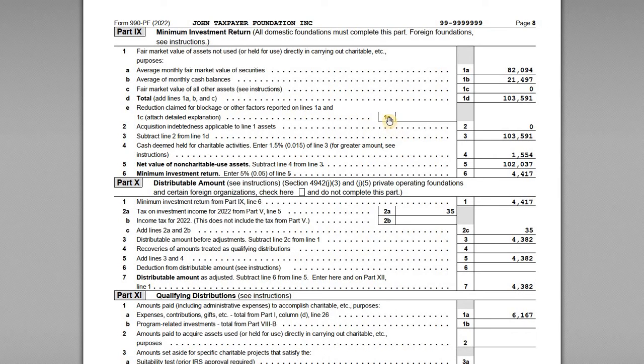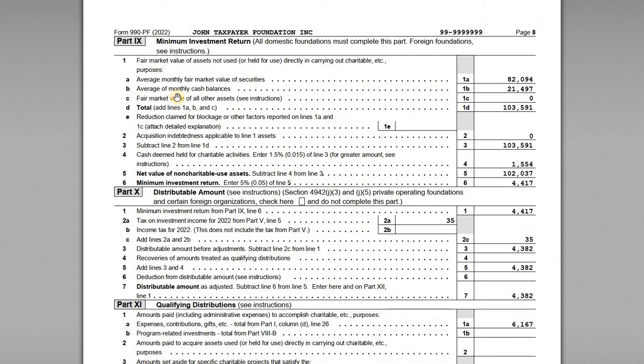So the minimum investment return, this is where we are calculating, right, the amount, the starting point as far as what has to actually be distributed out to the charities, right? So again, that's the grants plus the allocation of the expenses. So we calculate this based on the asset values on an average basis within the foundation, and then we have a carve out for a portion of the cash that can be deemed directly held for charitable activities, and then we calculate that minimum investment return. So 1A and 1B, the average monthly values of our securities, and then the average of the monthly cash balances.